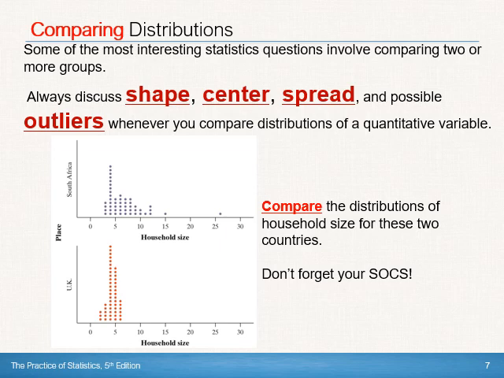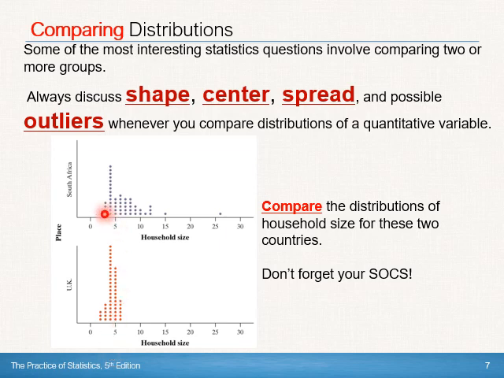We'll talk about the shape. Clearly, South Africa is skewed right, whereas the UK data seems to be a little bit more symmetrical. The centers, we'll talk about centers. Median is usually what we'll use. And so we'll say, oh, the median for South Africa of about 6 seems to be larger than the median for the UK, which is about 4. Okay.